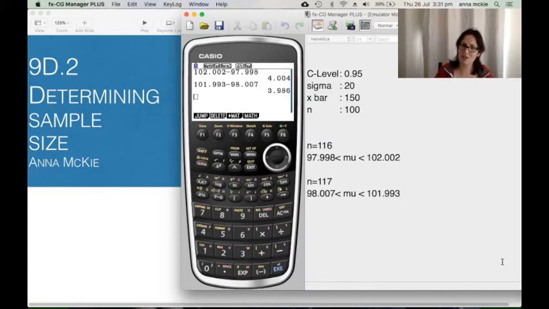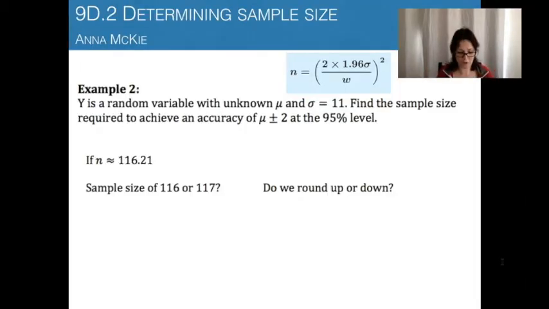Let's go back to the question. And the question I posed to you was, do we round up or down? Our mathematical answer was 116.21, so it was closer to 116, but 116 will not give us the width that we require. It's too big. And so this is where in sample size you're often faced with counter rounding. So you pretty much always round up in sample size. So the final answer for this is find the sample size. The sample size is 117.